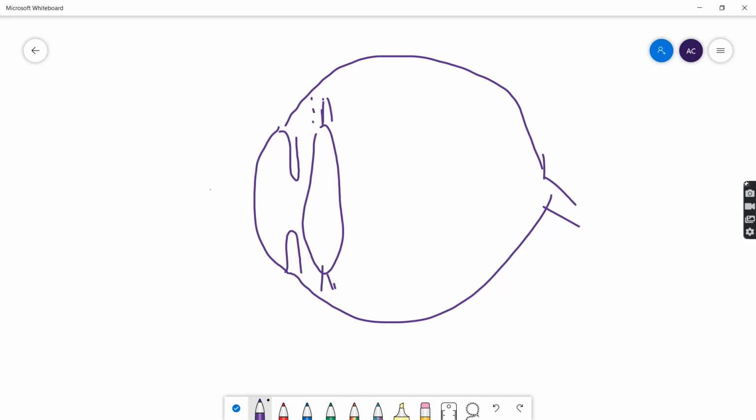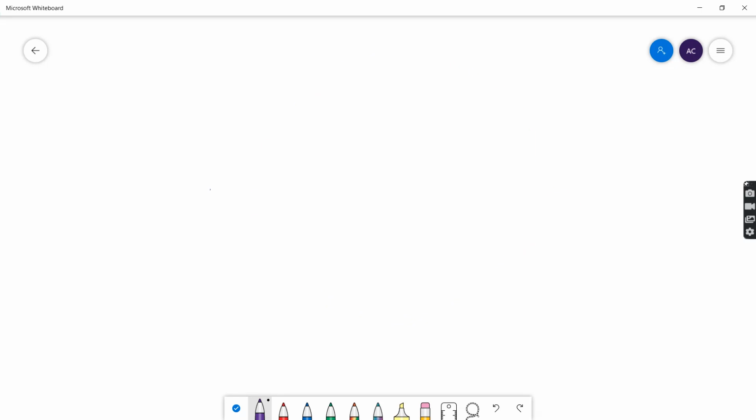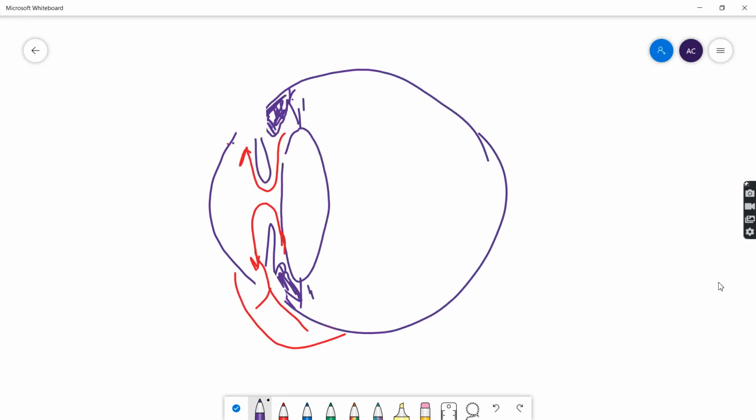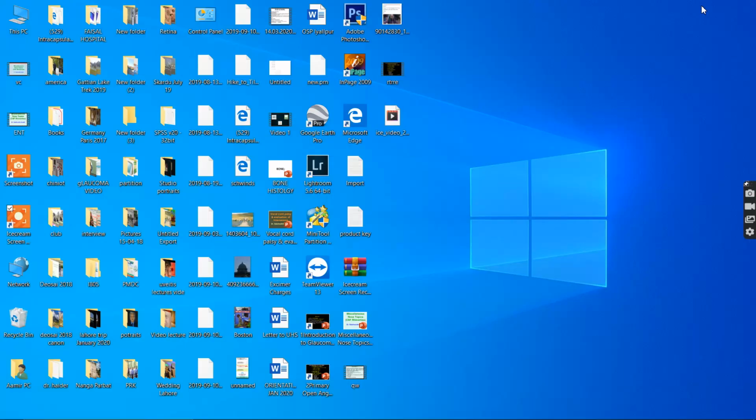So these are all the side effects of parasympathomimetic drugs. They are still used for angle closure glaucoma, which we will study later on, but they are rarely used in primary open angle glaucoma. Now, sympathomimetic drugs.